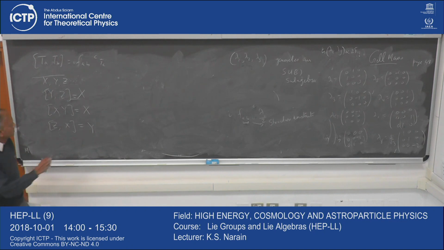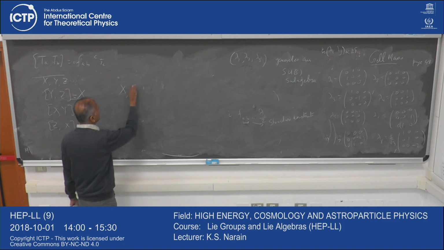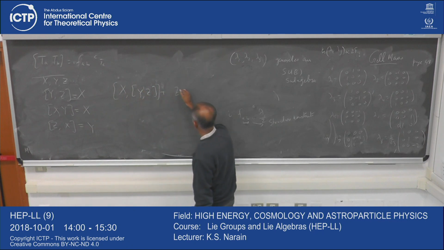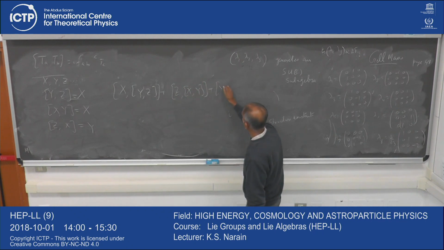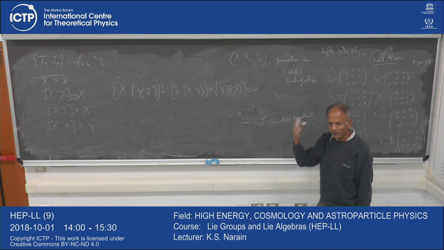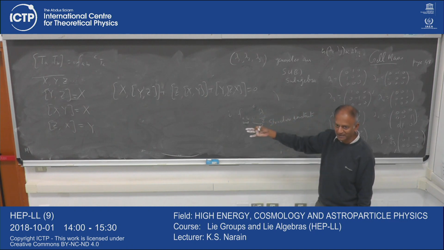That's a crucial thing. So in other words, [x, [y, z]] plus, cyclically moving around, [z, [x, y]], plus, again, [y, [z, x]] must be 0. That was an important condition, which we never bothered about because all our algebras came from matrices, and matrices automatically satisfy this.